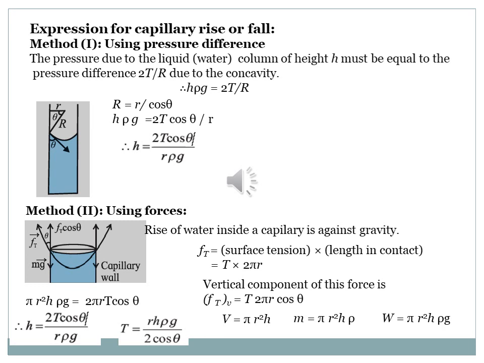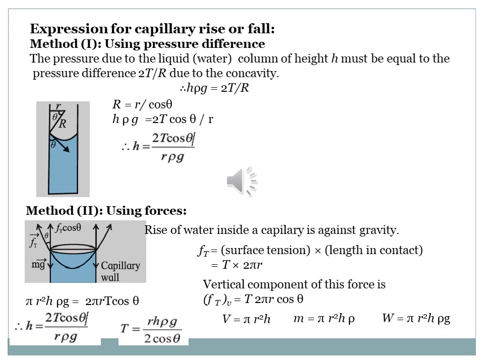As we have seen, the vertical component is multiplied by cos theta. So Ft V, V for vertical component, is equal to T into 2 pi r into cos theta. Let us consider three more terms, that is V volume and m mass. By using that mass, we can find the weight of the liquid column or the liquid drop. W is equal to mg. To find m, we have to consider the concept of density, which is nothing but mass upon volume. So let's find V.